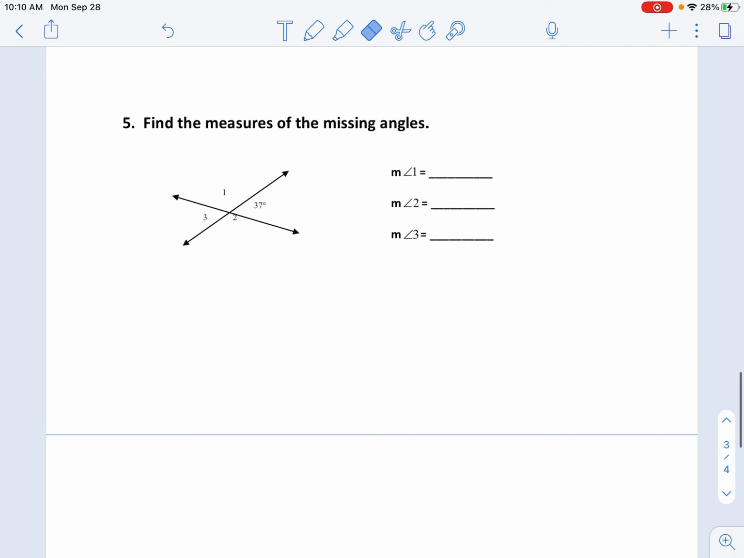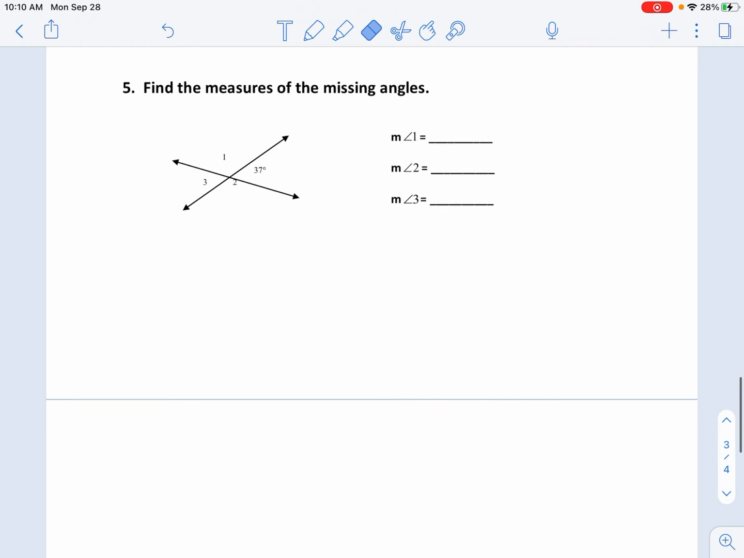And then the last question here is we're going to use what we know about these angle pairs to find what they are. So for angle 1, we're given that this angle over here is 37. We have a linear pair here with that angle and angle 1. They form a straight line. They are a linear pair, LP. So if I do 180 minus 37, that gets me angle 1, which is 143. This one is 143 degrees because they make this linear pair, the straight line.